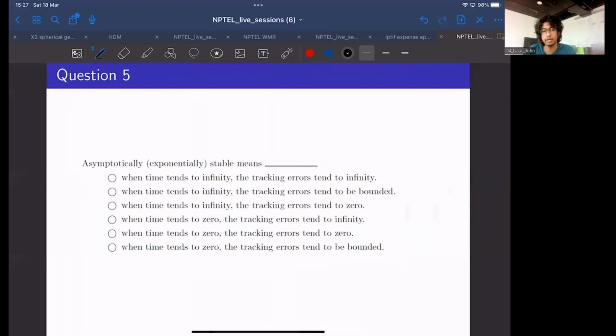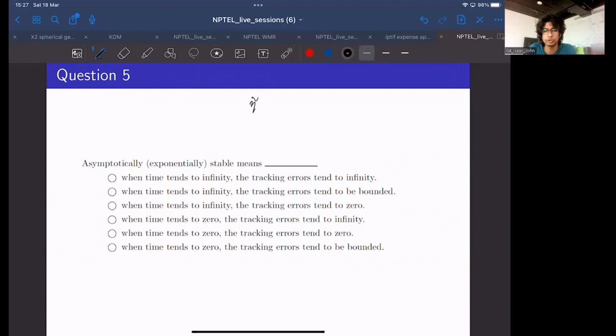Again, the question is regarding stability or asymptotic stability. What is the basic definition of asymptotically stable? When time tends to infinity, the tracking errors tend to infinity. So tracking errors, or eta tilde.